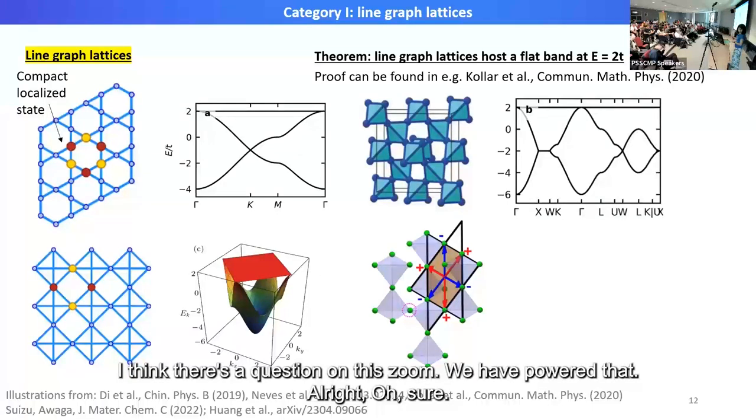I think there's a question on this Zoom, but I don't know which computer. We have covered that during the grounding. All right, okay, cool.